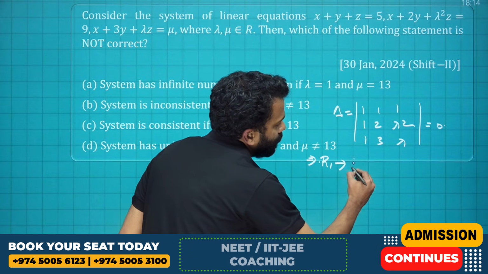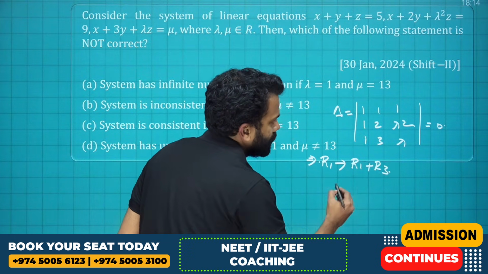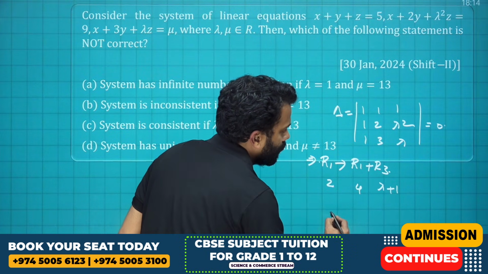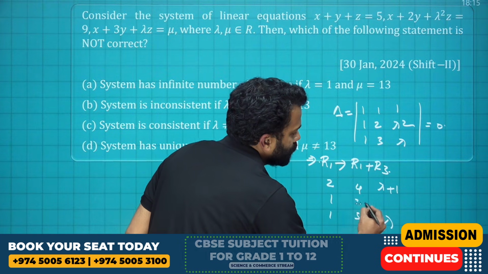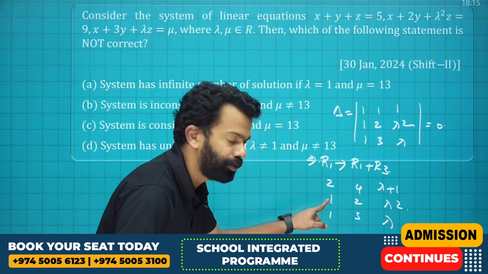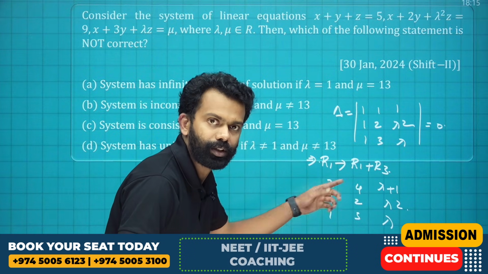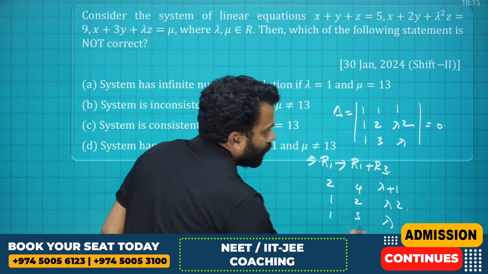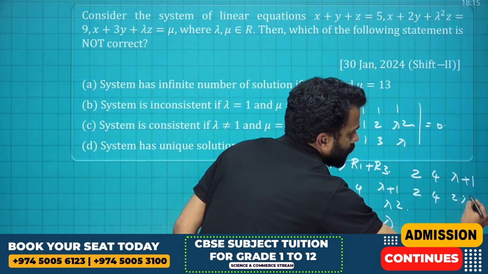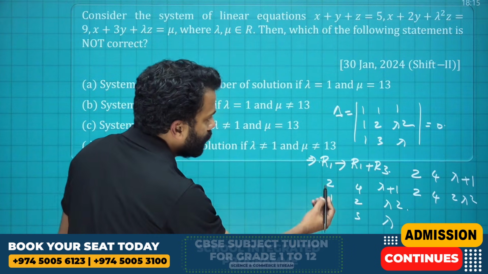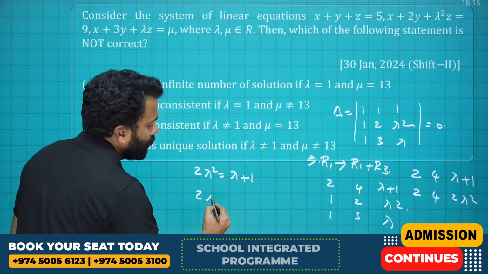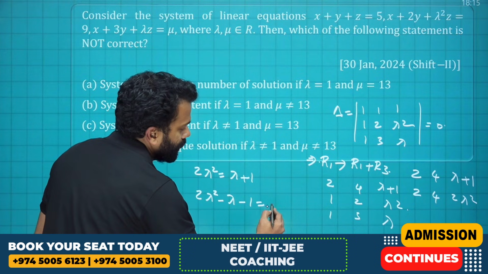R1 changes to R1 plus R3. That is 2, 4 and lambda plus 1, then 1, 2, lambda squared. If you look at this, this row is a scalar multiple of the other row. If you multiply by 2 here, you will get this row. Then this should be equal to 0. That is 2, 4, lambda plus 1 and 2, 4, 2 lambda squared should be the same. If you equate, it will be 2 lambda squared is equal to lambda plus 1, that is, 2 lambda squared minus lambda minus 1 is equal to 0.